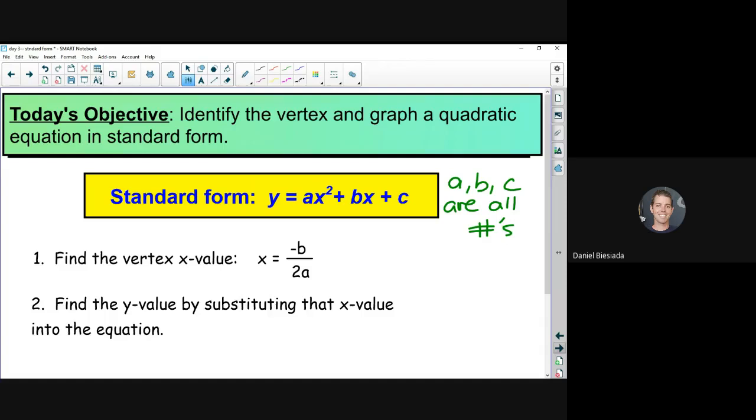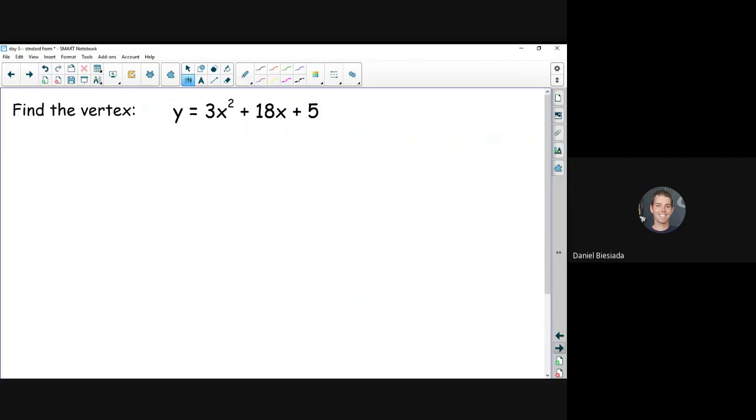And the magical formula, super important, we're going to hear about this a lot. To find the vertex, we're going to say that x is equal to negative b over 2a. Again, a and b are just numbers that we're going to be pulling from that original equation. Once we have that x value in step 1, step 2 is pretty straightforward. We find the y value of the vertex by substituting that x value into the original equation. That said, let's go ahead and try a couple of problems.